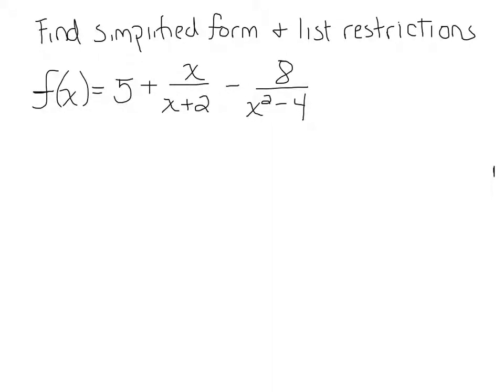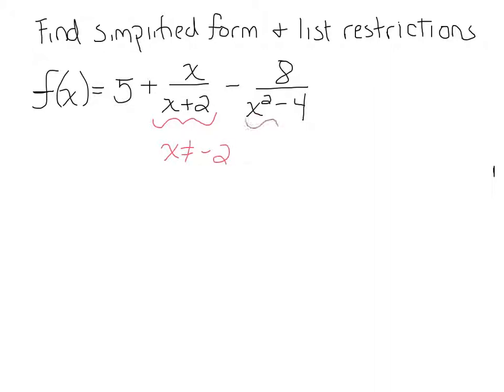In this expression, we're going to write it in simplified form and list the restrictions on the domain. In the very beginning, we want to list the restrictions on the domain. From the first rational expression, we know that x cannot equal -2.